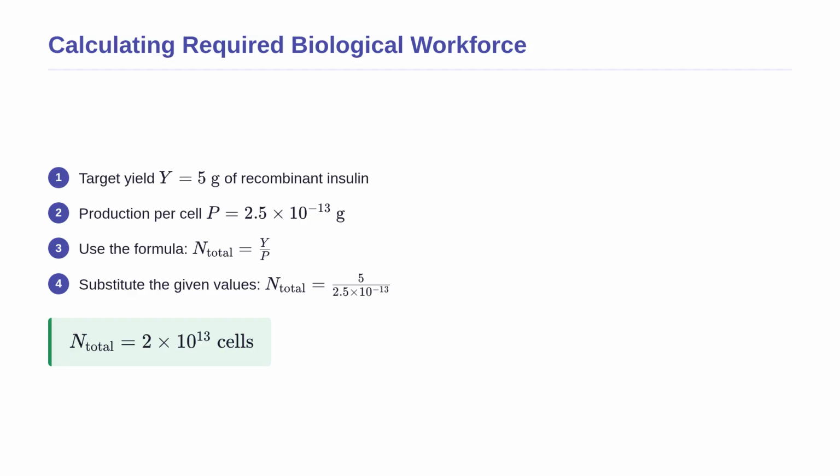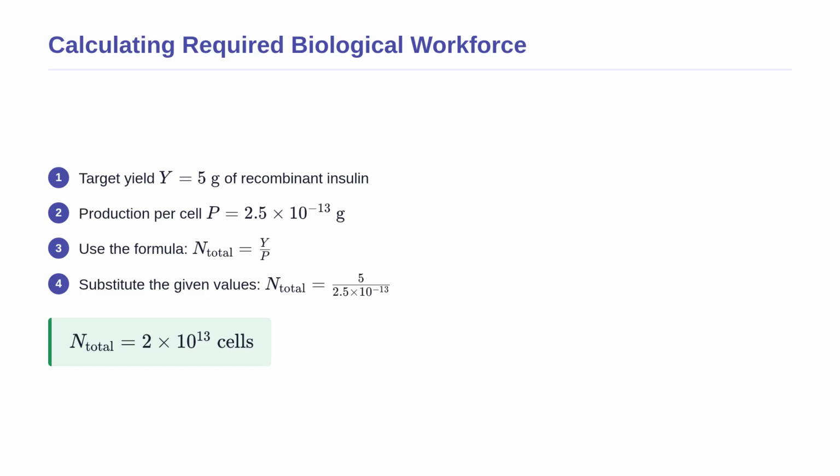Before we move on to sizing the bioreactor, let us see this workforce calculation with a concrete example. A pharmaceutical company needs to produce exactly 5 grams of recombinant insulin for a clinical trial. They know their optimized expression vector allows each cell to produce a total protein mass of 2.5 × 10⁻13 grams.